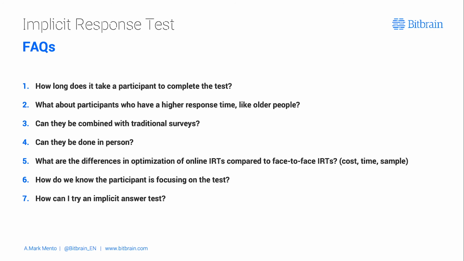Number 6, how do we know the participant is focusing on the test? Well, that's all about timing. So we only measure the responses that happen in a very specific window of time. So if you respond too quickly or too slowly, those responses are automatically excluded from the analysis, which would absolutely exclude somebody who's not paying close attention.